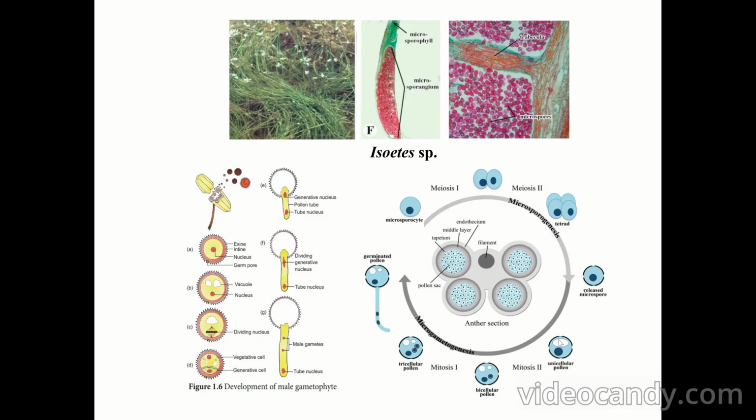This is the process of microsporogenesis. What is microsporogenesis? Microsporogenesis is the process wherein the microspores are produced. The pollen grains or microspores are produced from the diploid microspore mother cell. After meiosis 1, it forms two cells. Next, after meiosis 2, it forms a tetrad.